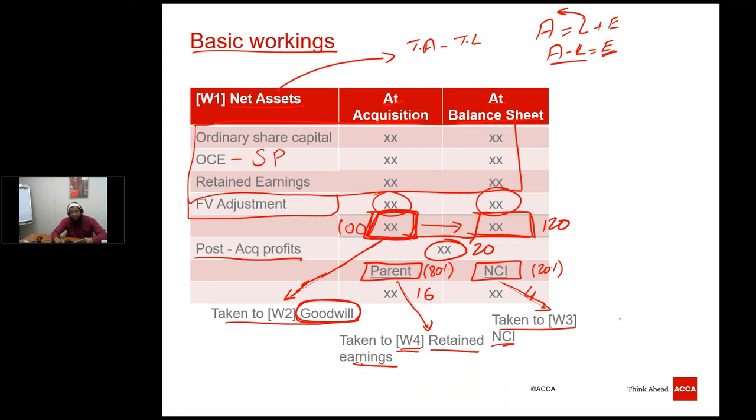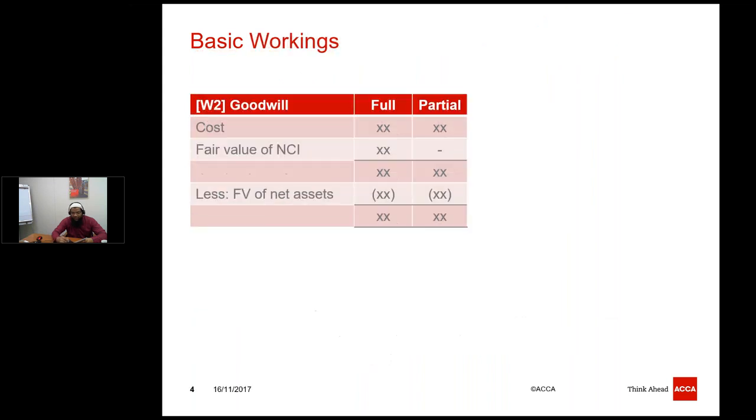Okay, so now this is how we are going to calculate working number 1, and then we have working number 2, again part of the basic workings, which is goodwill. Now there are two goodwill methods, full goodwill method and the partial goodwill method. Both are allowed, but the question is going to decide which goodwill method is required to be followed. So the examiner may require you to follow the full goodwill method, or may require you to follow the partial goodwill method. Now let's start discussing the full goodwill method first.